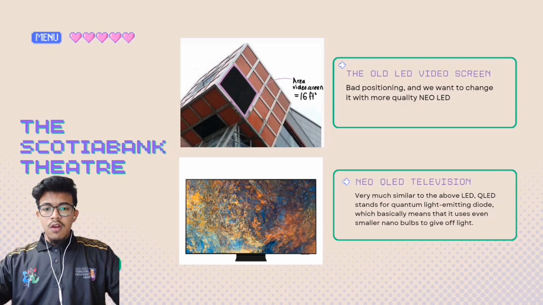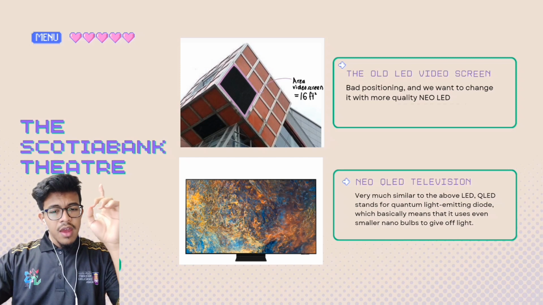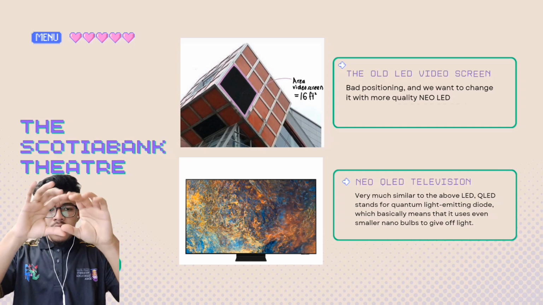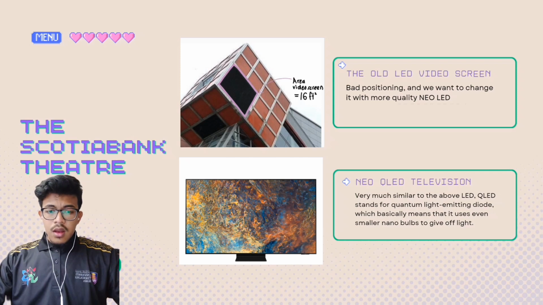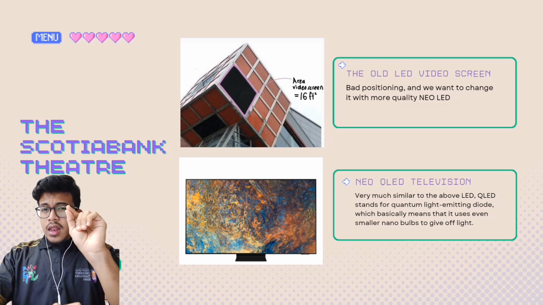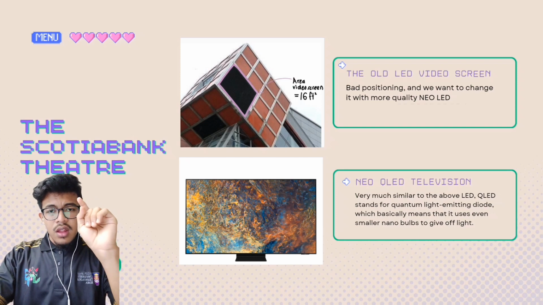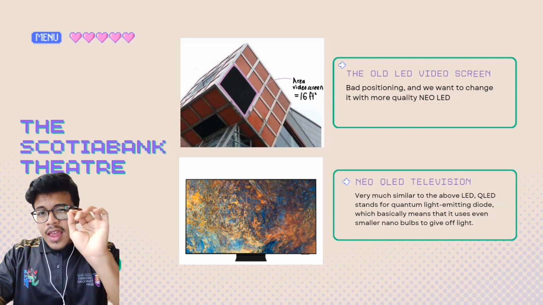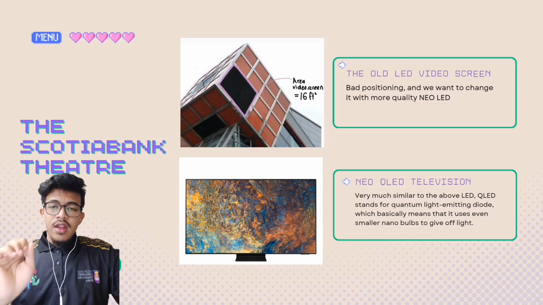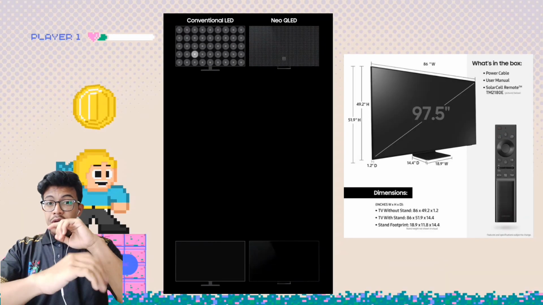The main reason we want to change it from the old one to the new one is because you can see it by yourself. It has a very bad positioning. Why do you want to put it on the edge of the cube? Why don't you put it at the center of the cube? Then, if you look at the new LED television, you can see that its function is very similar to the above LED. QLED stands for Quantum Light Emitting Diode, which basically means that it uses even smaller nano bulbs to give off light. So here's the deal.